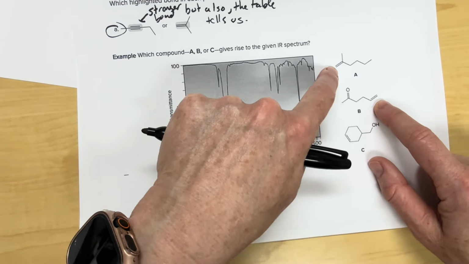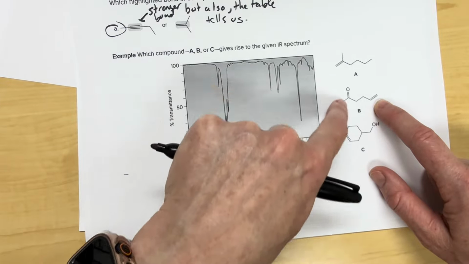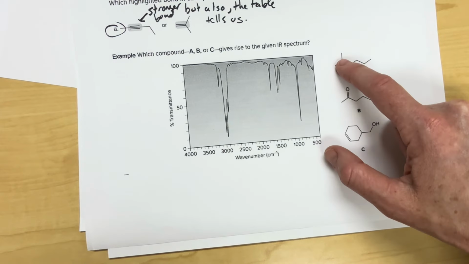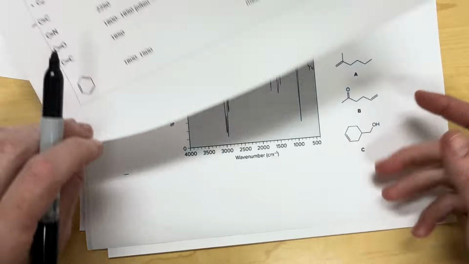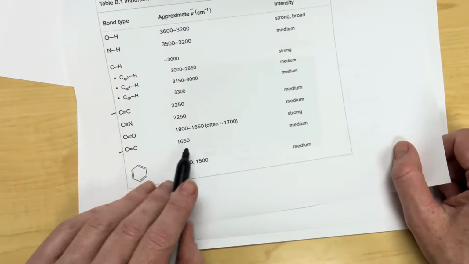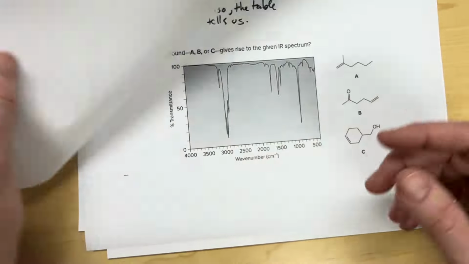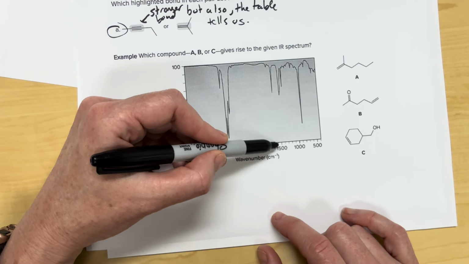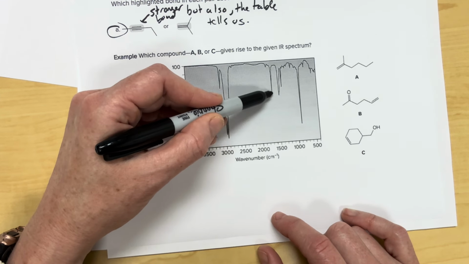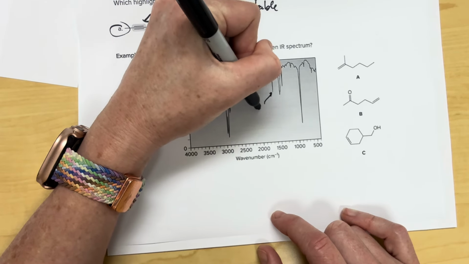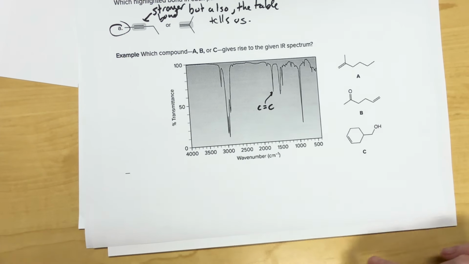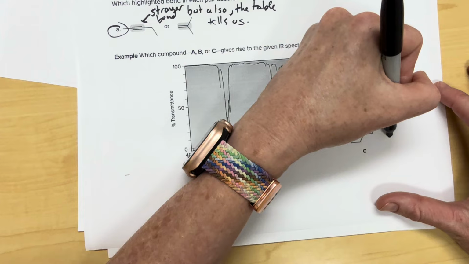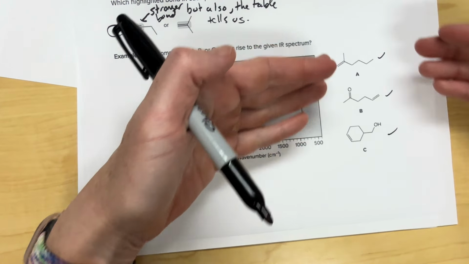All three of them have a carbon-carbon double bond. So let's go ahead and look at where a carbon-carbon double bond is, just so we can get used to it. It's at 1650, and it should be about a medium peak. So if this is 1500, this is 1600, this is about 1650, and we have a medium peak. This right here is a carbon-carbon double bond. Okay, all three of them have it. Now let's go look at the next thing.